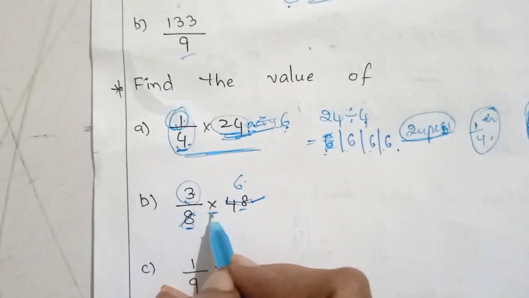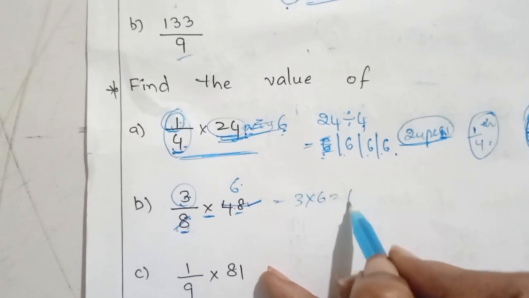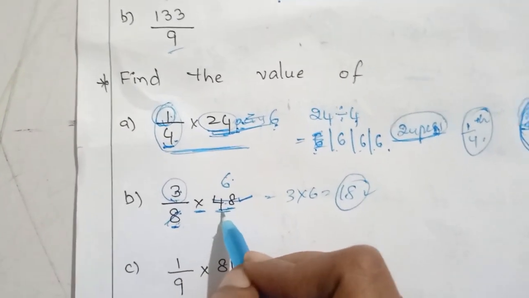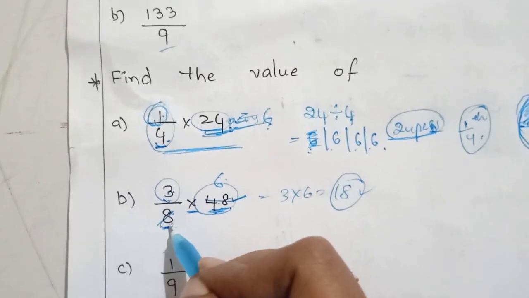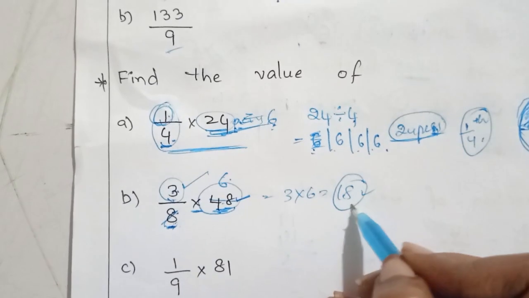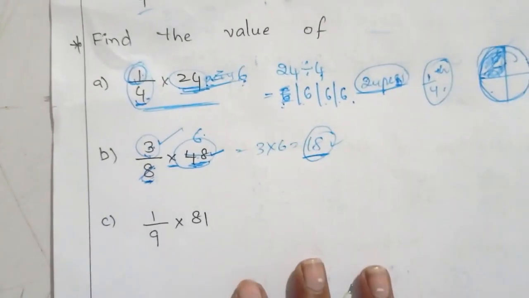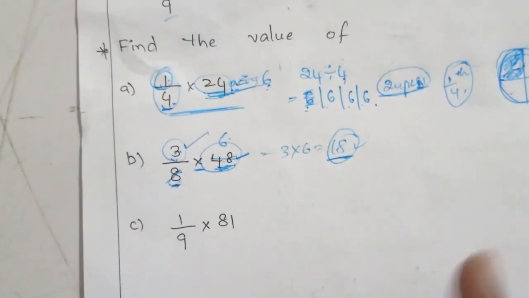Now what is the symbol here? We have into. So 3 into 6, it is 3 6s are 18. So 18. 3 by 8 part is 18. So 48, if we divide it into 8 equal parts, 3 parts will come to 18. Okay. It's quite difficult to understand. I hope I am giving you a better explanation; I am trying to give.